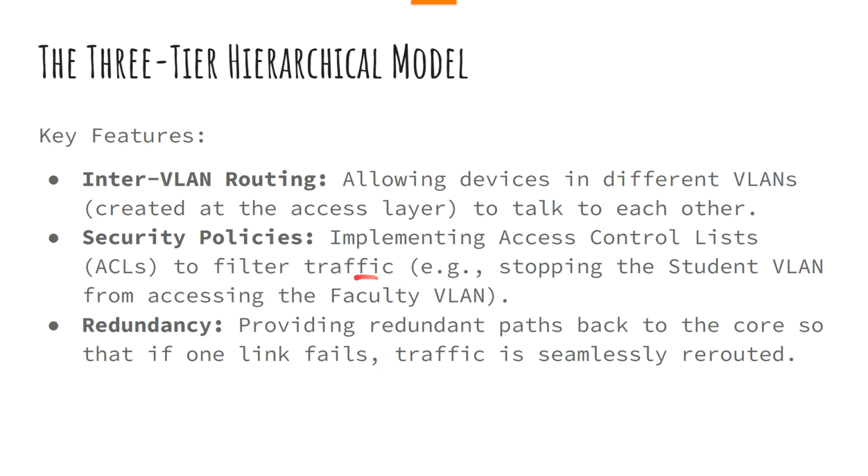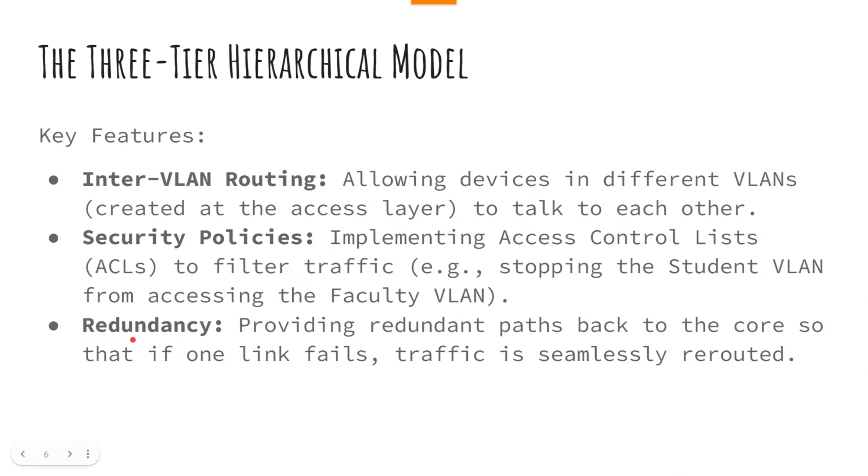This helps to filter the traffic from getting into the core. For example, if I want the student VLAN should not be able to access the faculty VLAN, but the faculty VLAN should be able to access the student VLAN, that kind of configuration or security policy implementation can be done on the distribution layer.